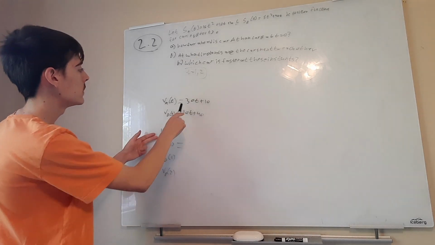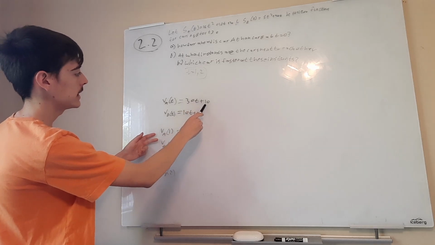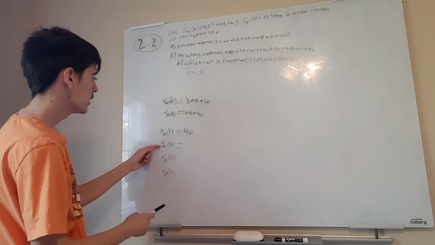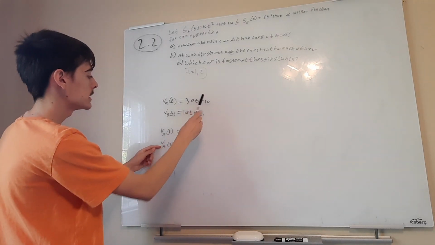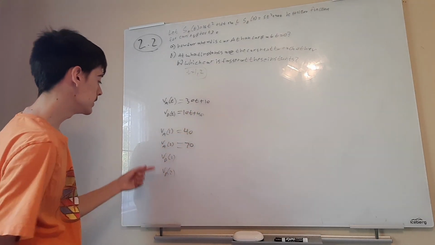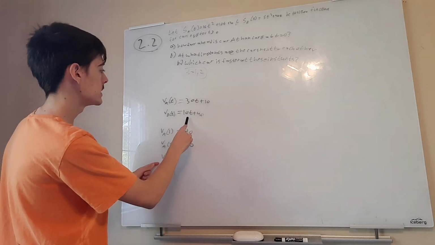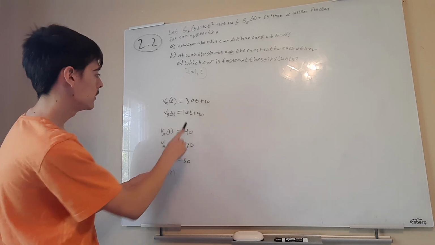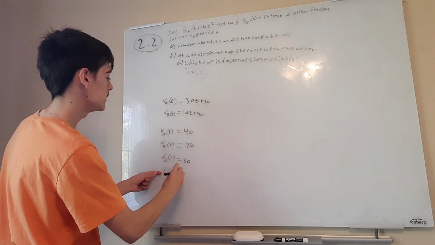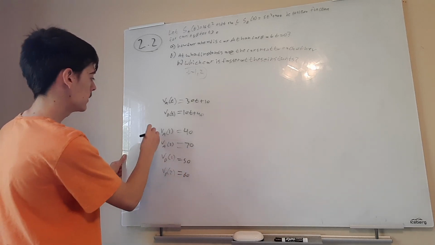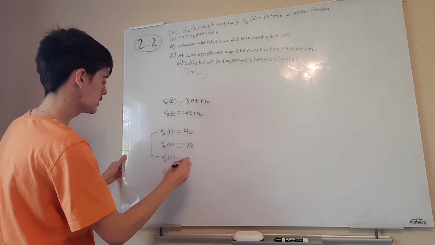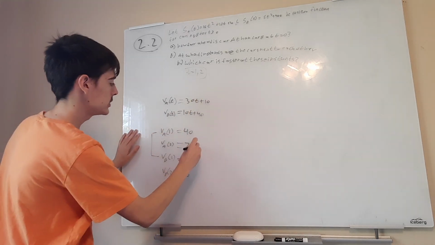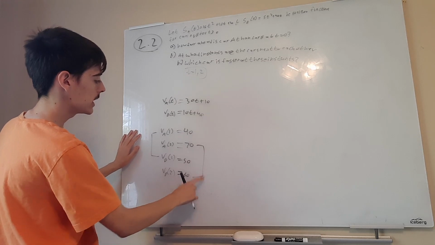So VA of 1, plugging 1 into this, we get 30 times 1 is 30 plus 10 is 40. And VA of 2, we would get 30 times 2 is 60, plus 10 is 70. Moving on to car B, VB of 1 would be 10 times 1 is 10, plus 40 is 50. VB of 2 would be 10 times 2 is 20, plus 40 is 60. So remember, these first two answers are for time equals 1, and these two answers are for time equals 2.